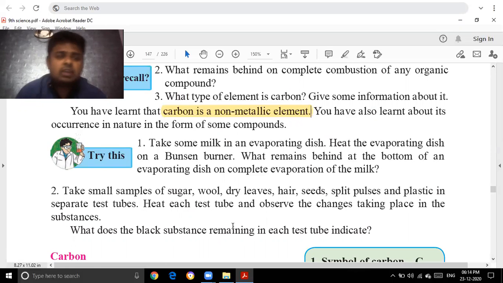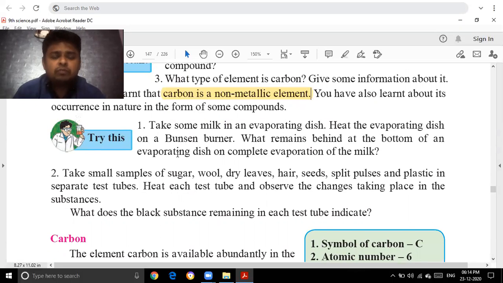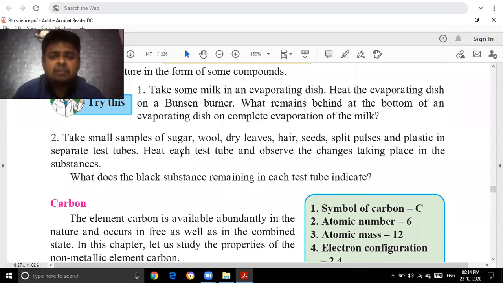कार्बन राहतं. So take a small sample of sugar, wool, dry leaves, hair, seed, split pulses and plastic in separate test tubes. Heat each of these test tubes and observe the changes that are taking place. What does the black substance remaining in each test tube indicate? So if we take these sugar, wool, dry leaves and other things in a test tube and heat, what do you see?